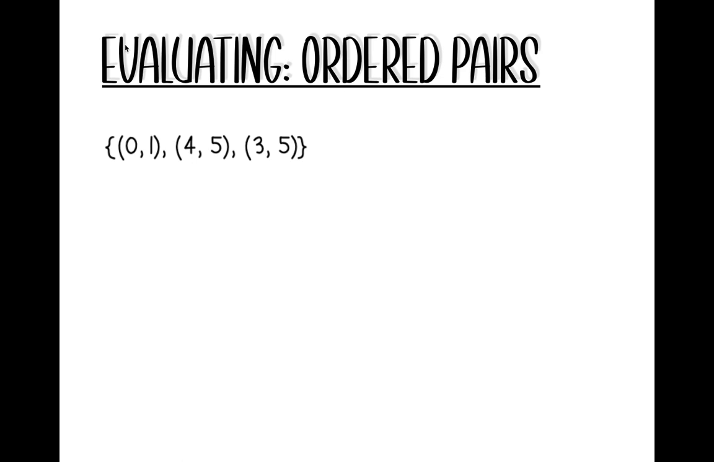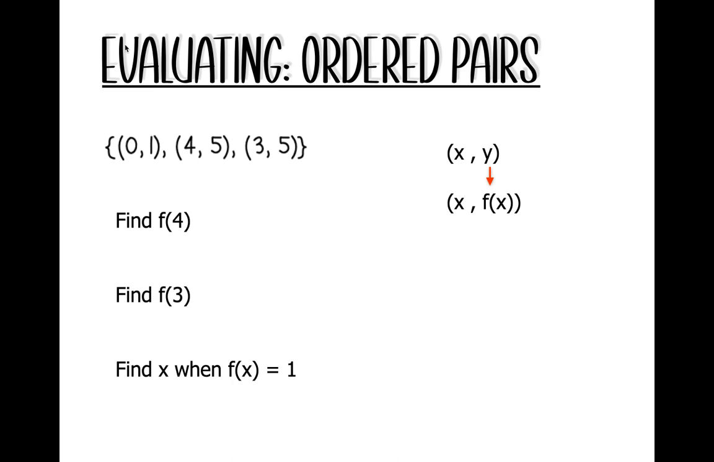Here we have a set of ordered pairs. We know that each ordered pair has an x and a y coordinate, but today we're going to be taking out y and replacing it with f of x. A question for evaluating will look like this. Find f of 4. What does this mean? Well, we see that the 4 is inside the parentheses, and that is typically where the x would be. So that means that 4 represents x.